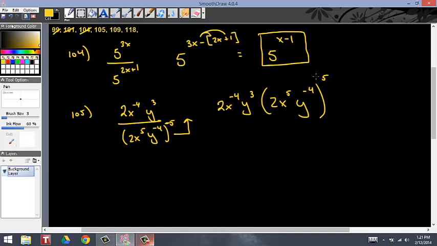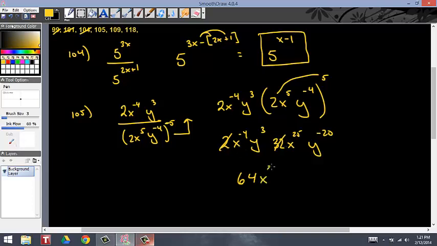All right, let's do some algebraic manipulation here. 2 to the 5th power is 32. x to the 5th is x to the 25. y to the negative 4 to the 5th is y to the negative 20. And that's all being multiplied by 2x to the negative 4, y to the third. 2 times 32 is 64. Those are gone. x to the negative 4 times x to the 25th, we add the exponents, so I get x to the 21st.